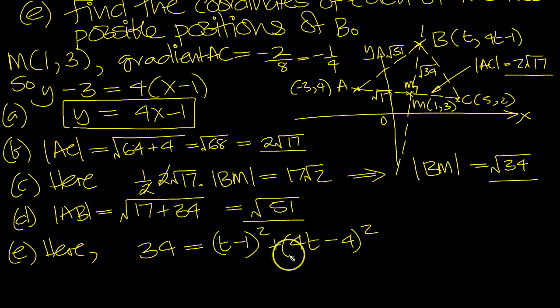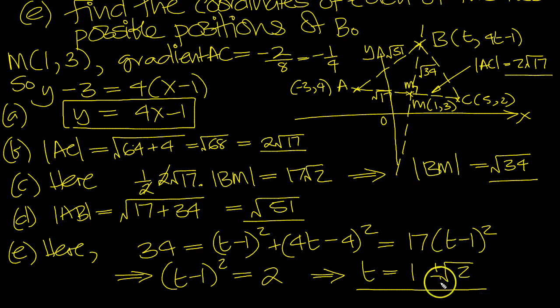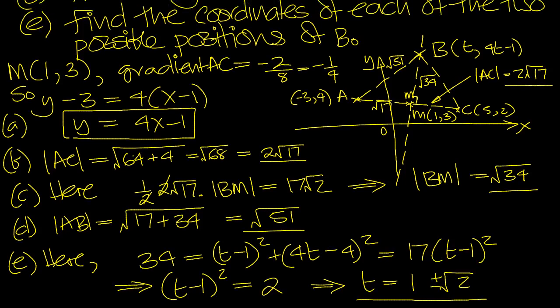So this will be equal to then, there's a t minus 1 squared here, there's a t minus 1 here with a 4. Take the 4 out and it's 4 squared. So 4 squared is 16 plus one of them is 17 times t minus 1 squared. So that tells us then that t minus 1 squared is equal to, move the 17 from times to divide, 34 over 17 is 2. So on square root this, and you get root 2, plus or minus. Move the 1 over, and we get t equals 1 plus or minus root 2. These are the two possible positions.